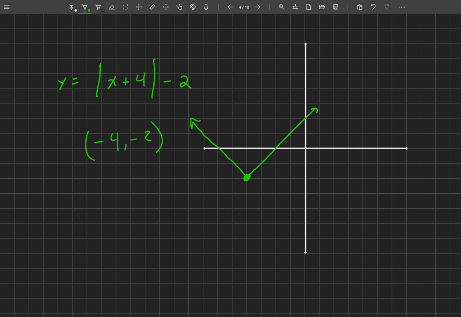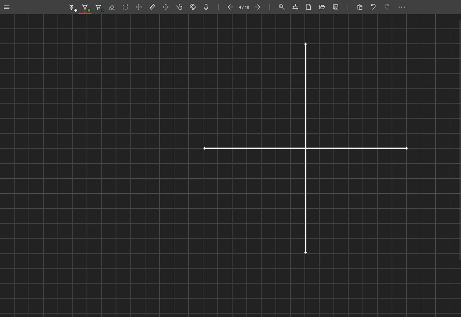Pretty cool. It works with the other ones too. Let's do another one. Let's do one with a cubic.